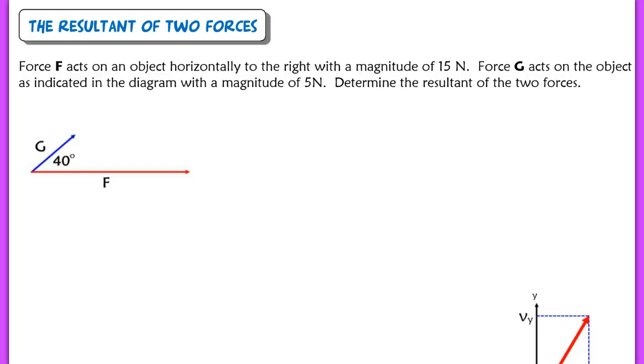So here it says that force F acts on an object horizontally to the right with a magnitude of 15 newtons. So this has a magnitude of 15 newtons. Force G acts on the object as indicated in the diagram. So here I have a 40-degree angle formed with that horizontal, and G has a magnitude of 5 newtons. All right, let's first find the resultant, and then we're going to calculate its magnitude and its direction.